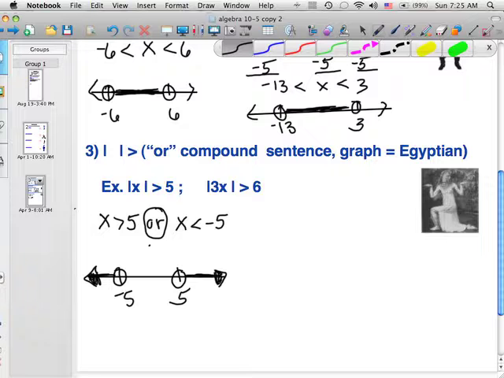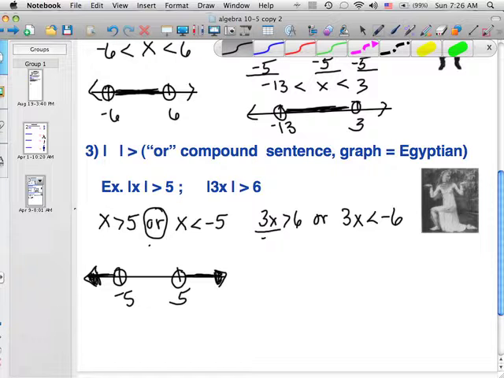All right, the second one, the absolute value of 3x is greater than 6. That would be 3x could be greater than 6, or I could have a negative value in here, or 3x is less than negative 6.